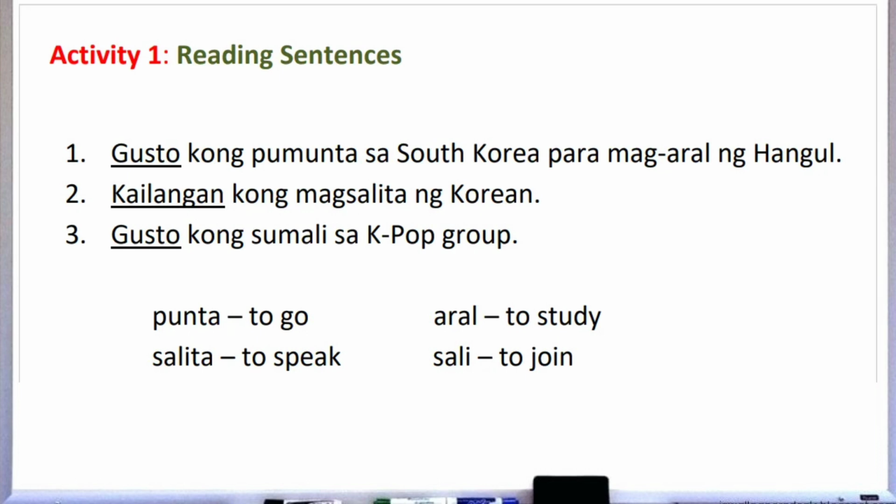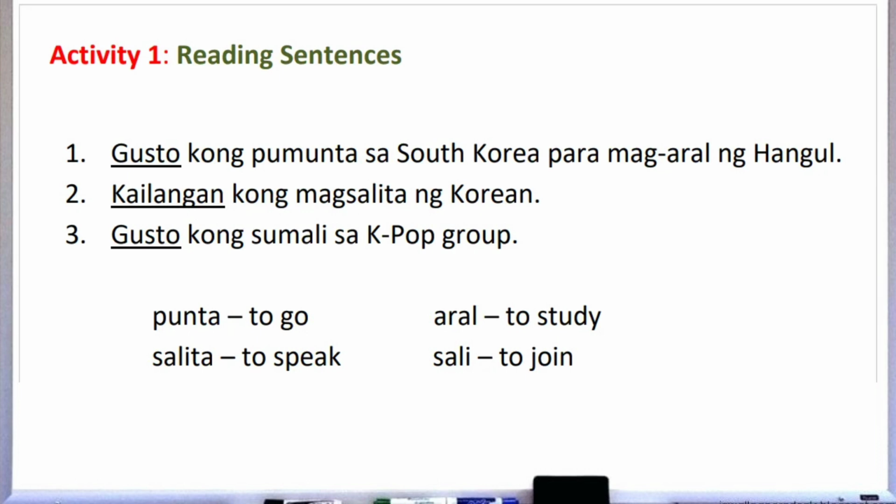So we are going to have a reading activity. So I prepared 3 sentences for you. I wrote the verbs that I used in these 3 sentences here. So number 1, we use the root verb punta, which means to go. Aral is to study. And then number 2, we use the verb salita or to speak in English. And in number 3, we use sali. And sali means to join. So let us read these 3 sentences here.